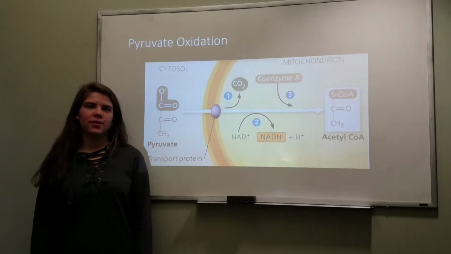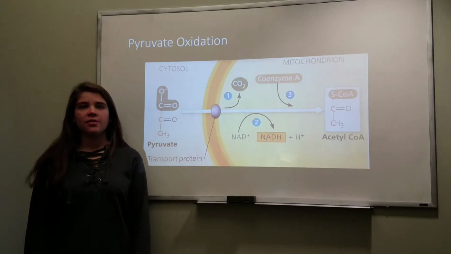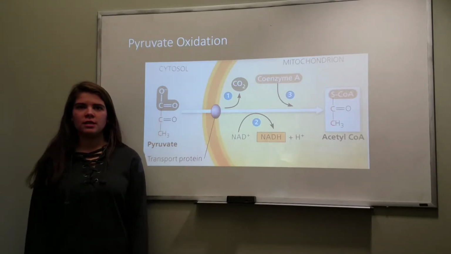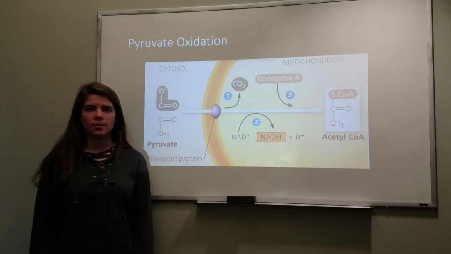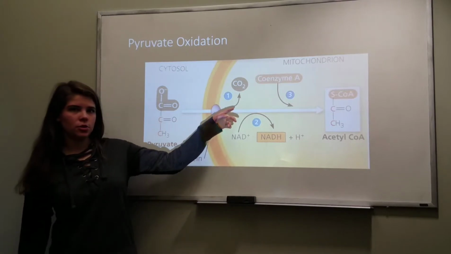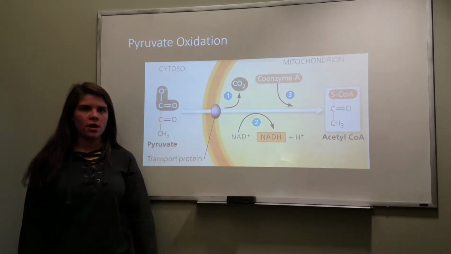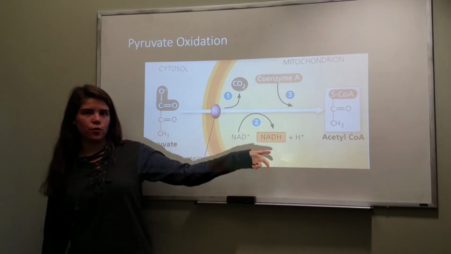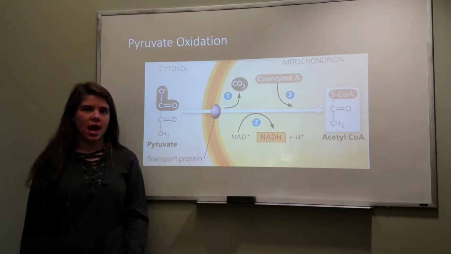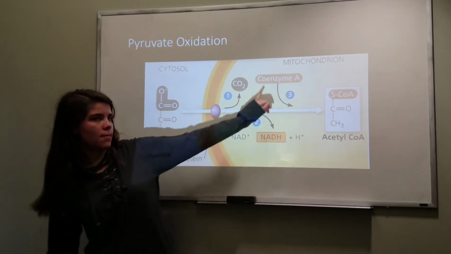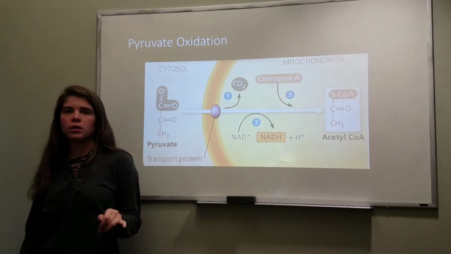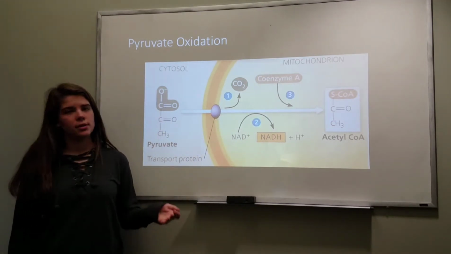The next step in cellular respiration is pyruvate oxidation. This occurs in the mitochondrial matrix and is an intermediate step between glycolysis and the Krebs cycle. As you can see here, CO2 is released, leaving a 2-carbon molecule. Then, NAD+ is reduced to form NADH by the addition of a hydrogen atom as well as an electron. Coenzyme A, called CoA, enters to form acetyl coenzyme A, also called acetyl-CoA.